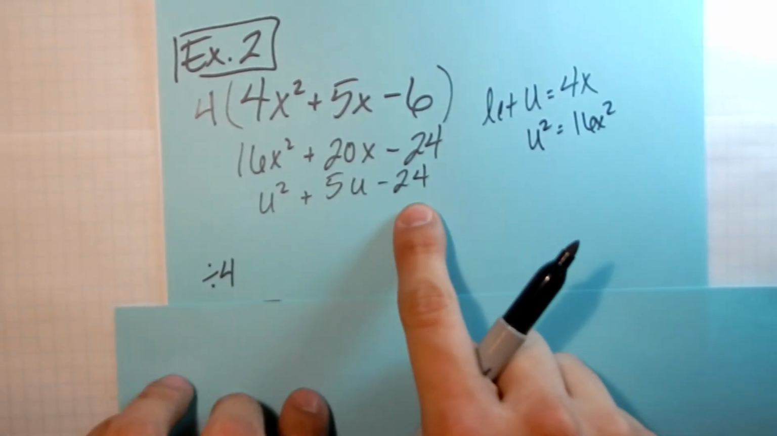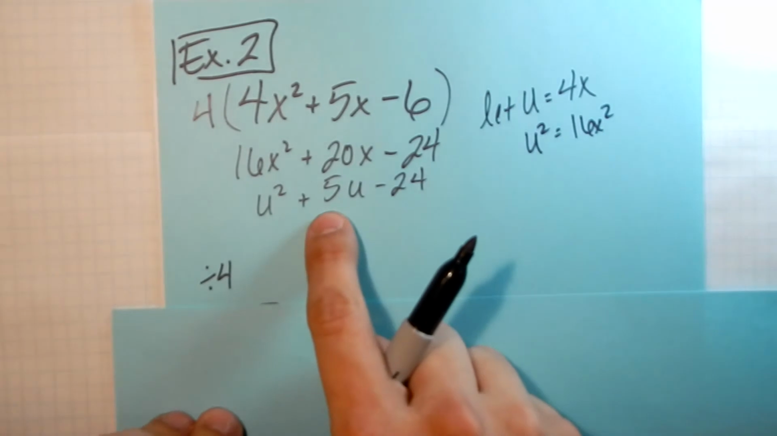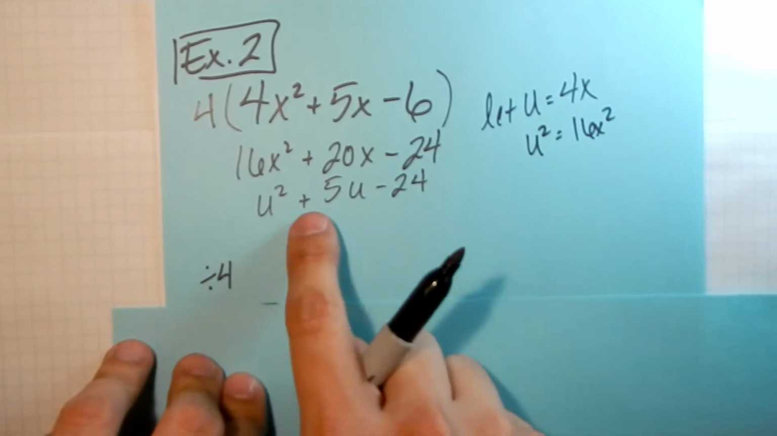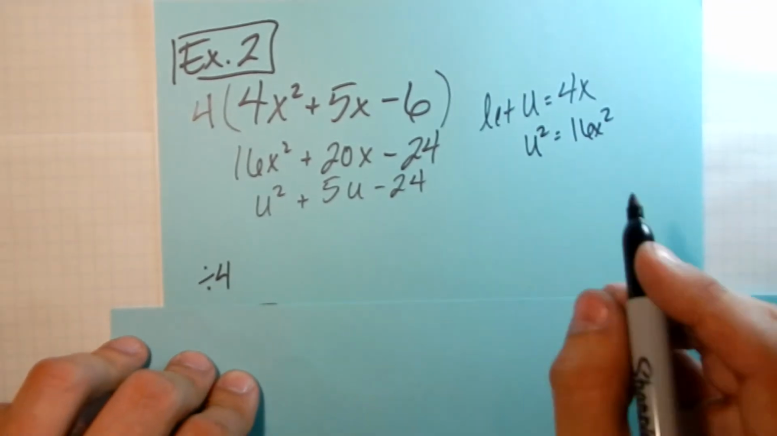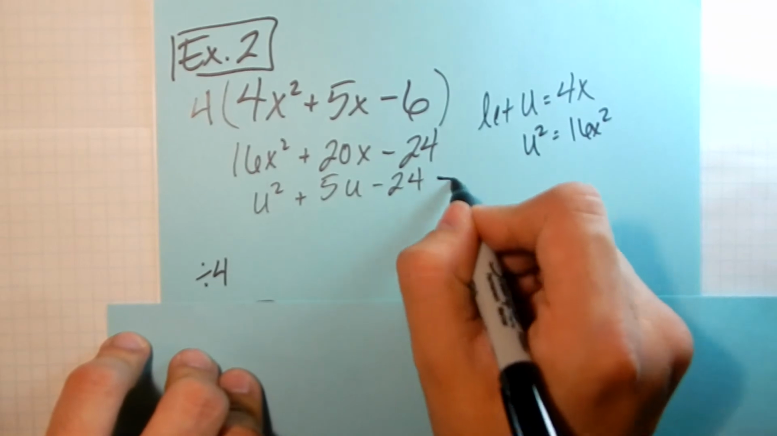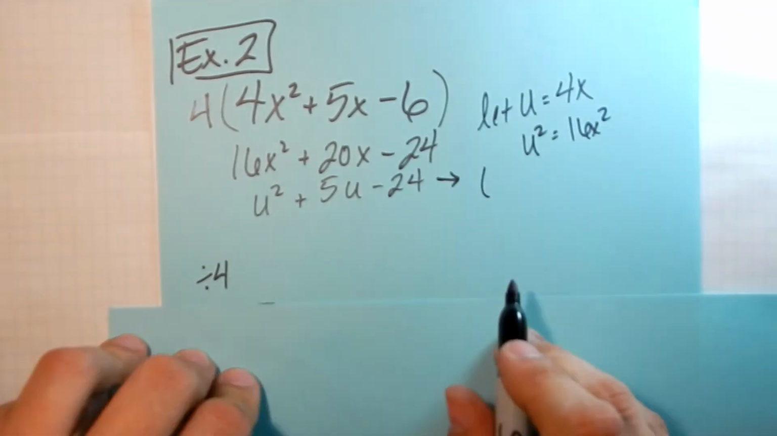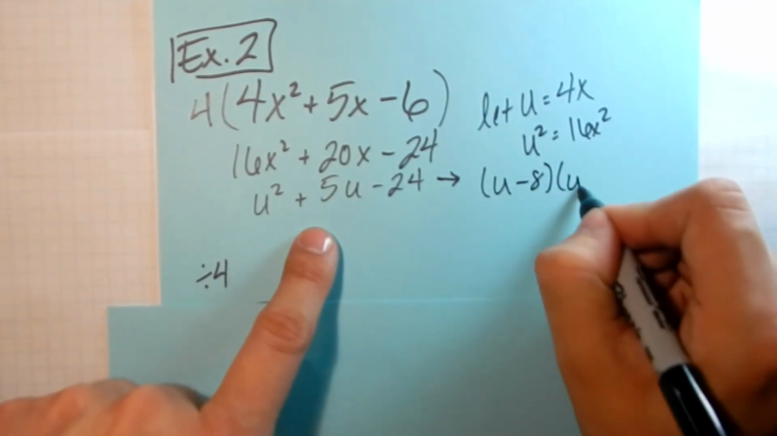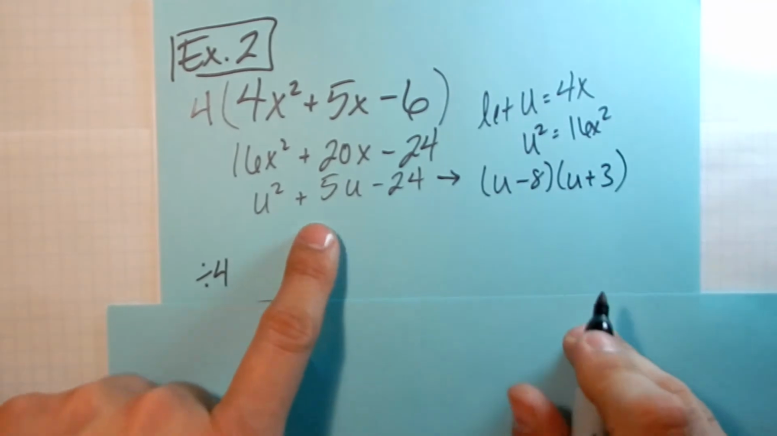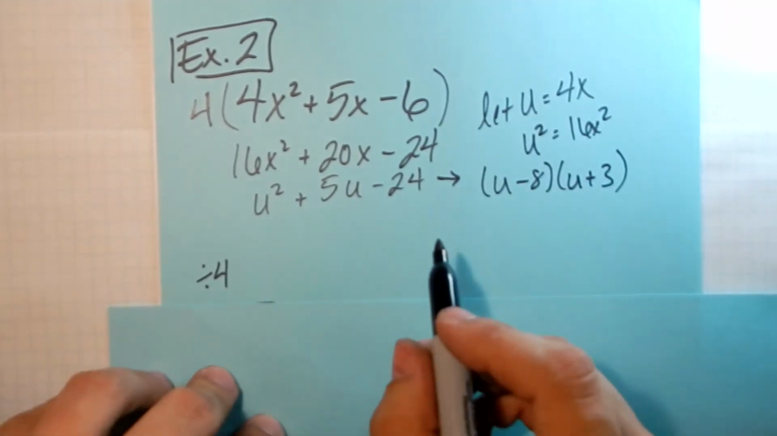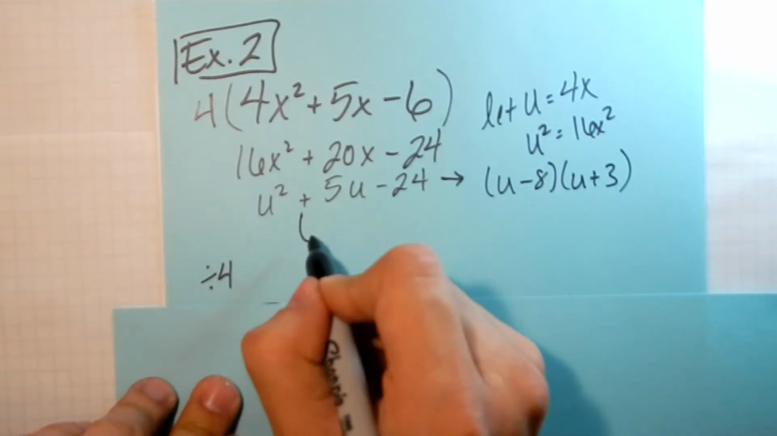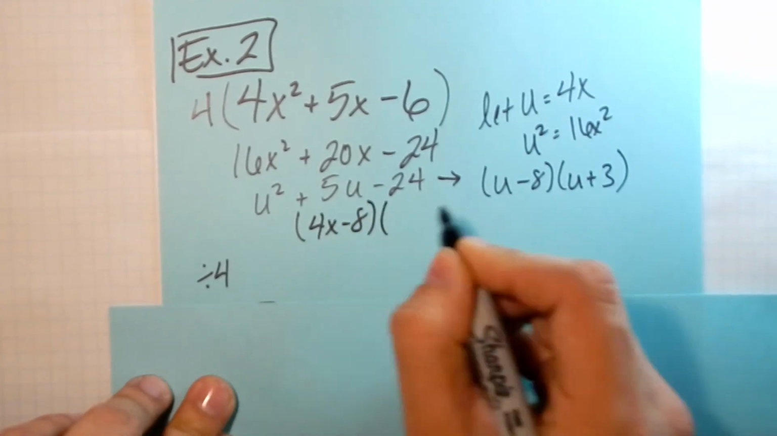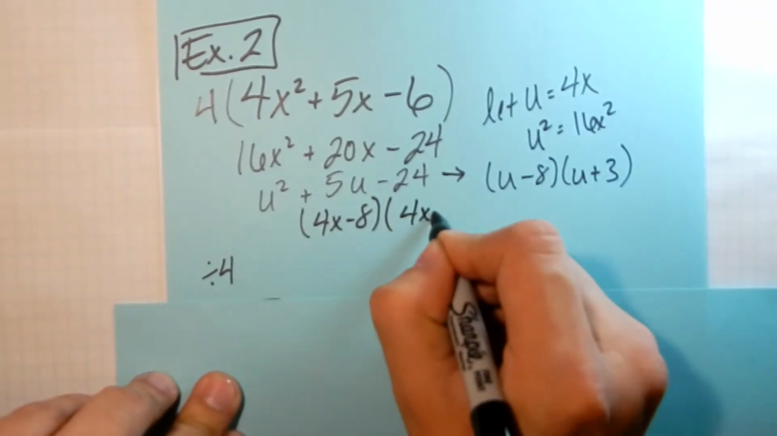So now we're looking for factors of 24 that combine to make 5. That's going to be 8 and negative 3. This is a negative 24, so this is the distance between them. Okay, I don't want to run out of room here. I'm going to go this direction. So we have u minus 8 and u plus 3. Now remember, u is 4x. So we're going to substitute back. I'm going to move down to this row here. 4x minus 8 and 4x plus 3.